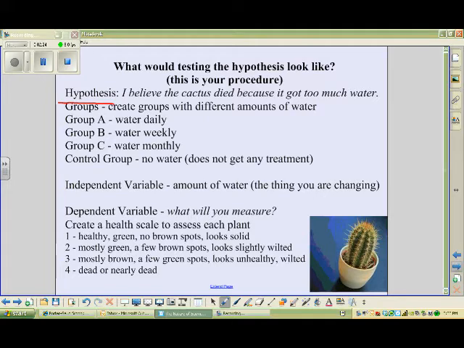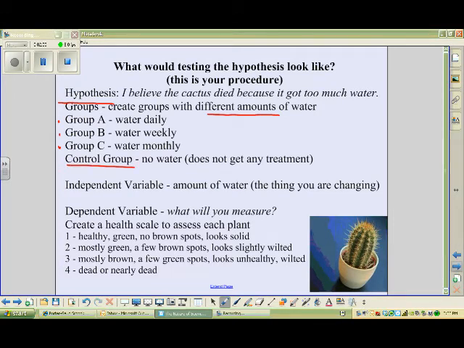So when we set up our test, we have to create some different groups. And since we're looking at the amount of water, did the amount of water kill the cactus, then what we want to change in our groups is the amount of water. So we're going to have groups that have different amounts of water. So I've set up these groups. Group A is going to be watered daily, just like what happened in the example. Group B will be watered weekly. Group C will be watered monthly.